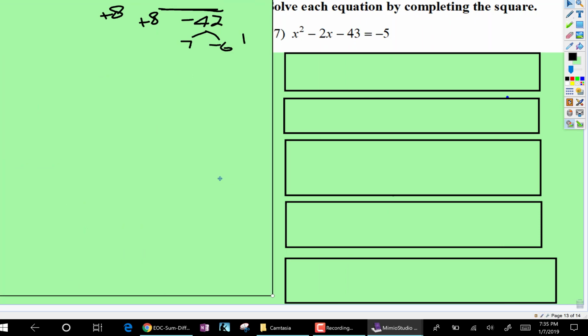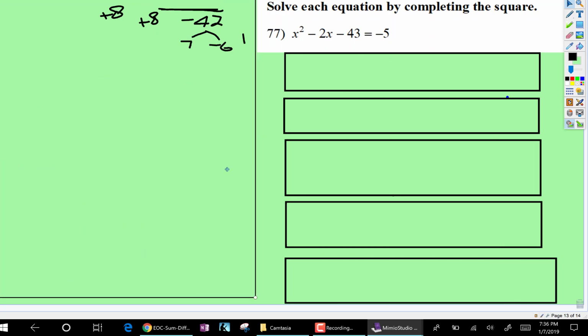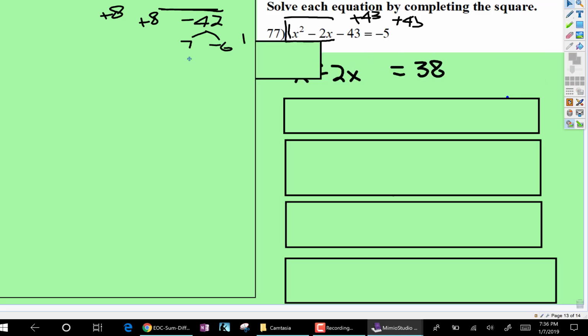Okay, the next type that we're going to do, so that was the factoring method. This is completing the square method. So in order to complete the square, you first want to make sure that the lead coefficient is 1. And if it is, you want to get these first two items by themselves. So in order to do that, we're going to add 43 to both sides. So now we have x squared subtract 2x.